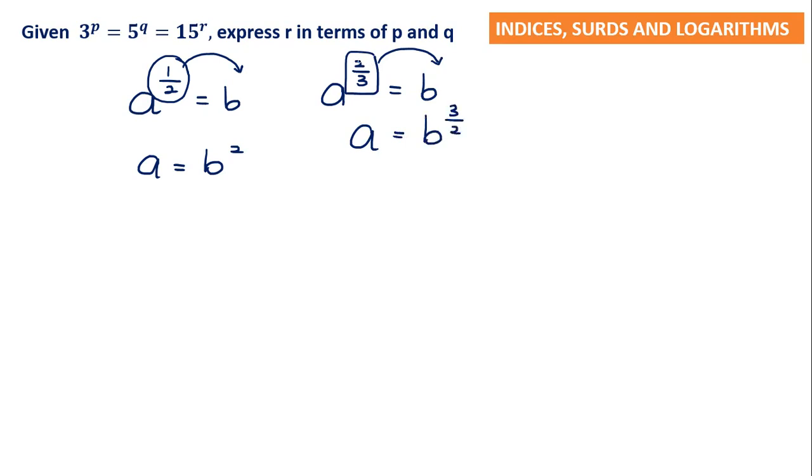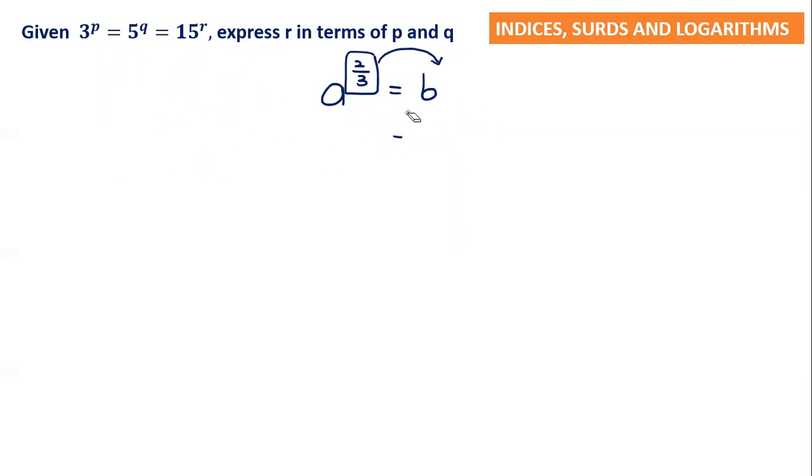Okay, you understand, right? Here, if the other side is 2 over 3, when you bring it to the other side of the equation, it is going to be 3 over 2. We just invert. So hopefully you understand this. Can I move on to the question? Make sure you understand this, otherwise it will be a problem for you.